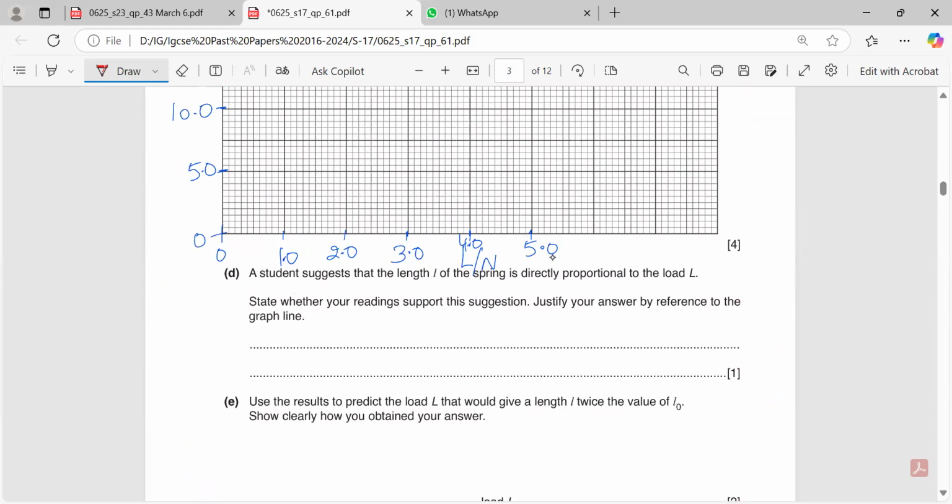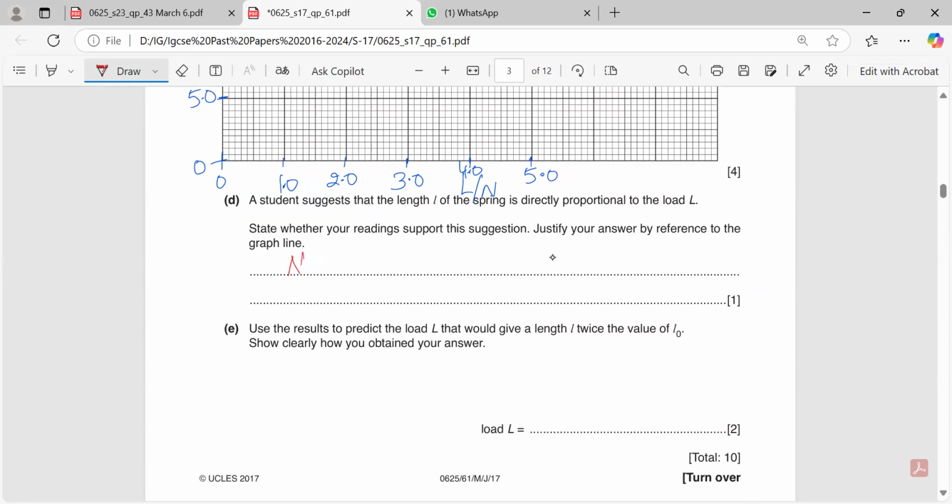Now a student suggests that the length of the spring is directly proportional to load. State whether your readings support this suggestion. Justify your answer using the graph line. So the answer will be: no, because the graph line is not passing through the origin.